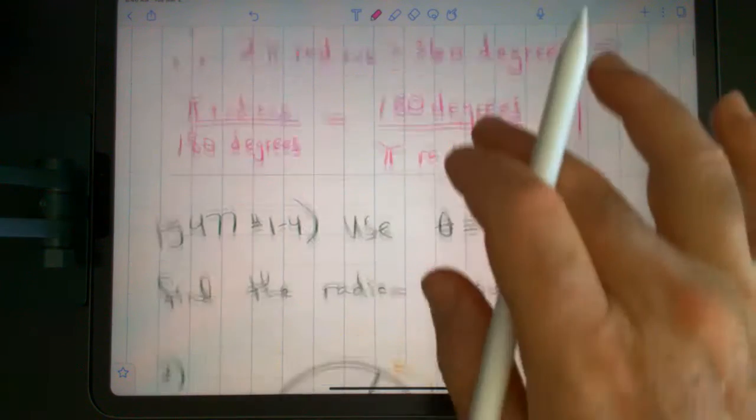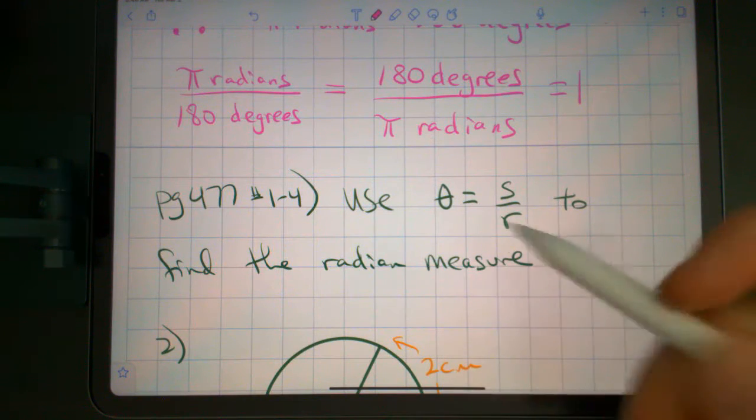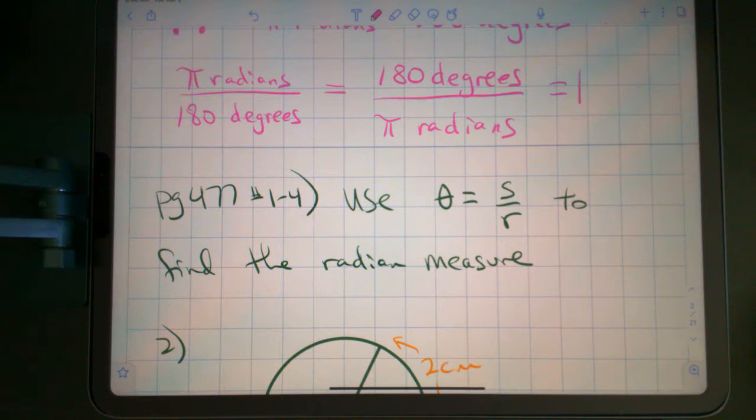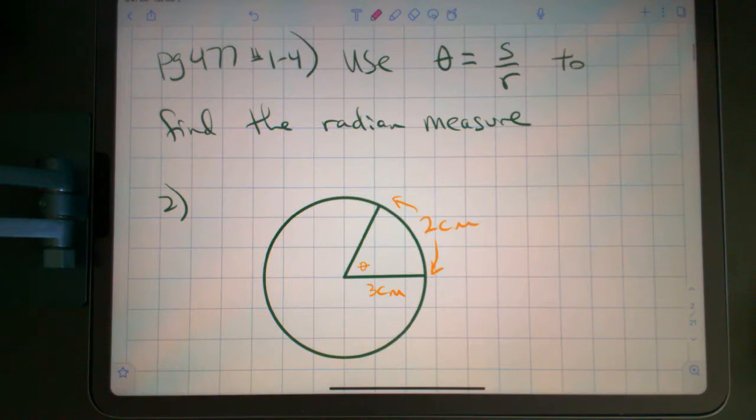Okay. Over on page 477, problems 1 through 4 say use the definition theta equals the side length divided by the radius to determine the radian measure of each angle. The proof of this I put in this week's module 7.1, proof of arc length and area of a sector video. This was done by YouTuber Black Pen Red Pen. I like some of his videos as well. I've liked all of his videos. He does good stuff.